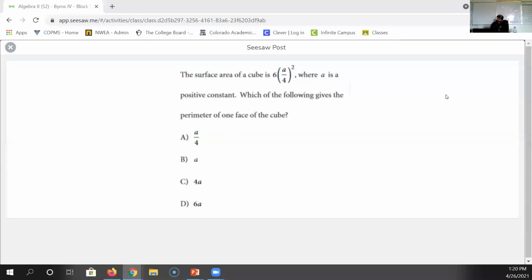Talking about factoring polynomials and how it relates to their roots and zeros, still on the parabola, so on quadratic equations. But for the bell work, it says the surface area of the cube is 6 times the quantity of a divided by 4, squared, where a is a positive constant. Which of the following gives the perimeter of one face of the cube?